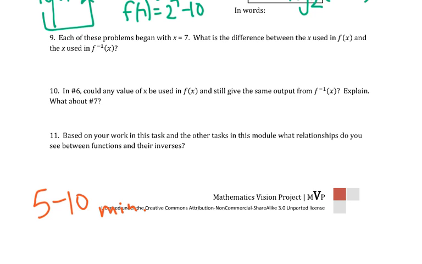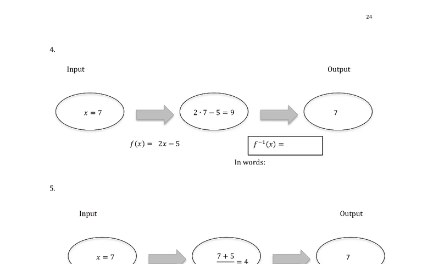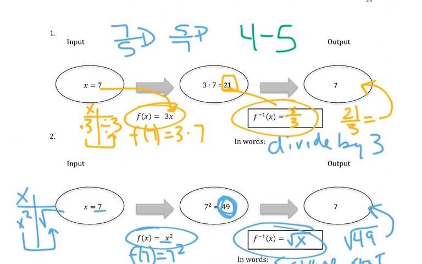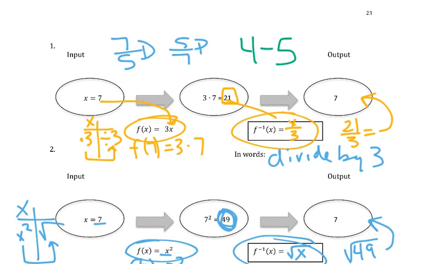So number 9 says each of these problems began with x equals 7. What is the difference between the x used in f of x and the x used in the inverse f negative 1 of x? That is an excellent question. Let's go back to one of our problems here. Okay, let's look at problem number 1. So, is this x the same as this x? Or in other words, is that x the same as that x?